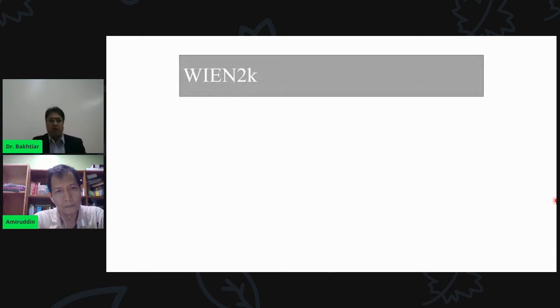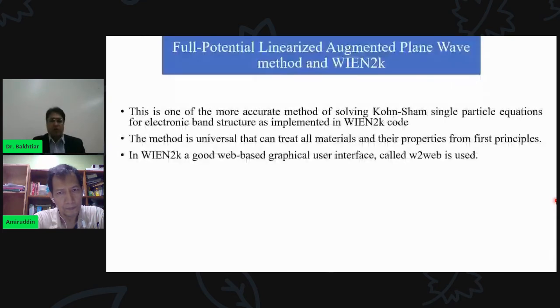The Wien2k code uses the full potential linearized augmented plane wave method, which is embodied in the Wien2k code, and which is one of the most accurate methods for solving the Kohn-Sham single particle equations for electronic band structure. And the method is universal, it can treat all materials and their properties from first principles.